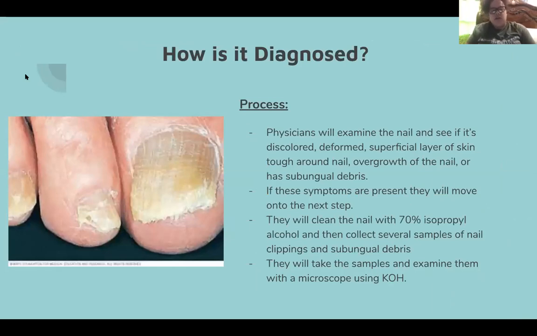How it is diagnosed is physicians will usually start with a physical exam first, and they will make sure to see if the nail is discolored, deformed, if the superficial layer of the skin around the nail is tough, if there's an overgrowth of the nail, or if there's any subungual debris. If these symptoms are shown, then they will clean it with alcohol and then collect samples. And once they take the samples, they'll look at it under the microscope using potassium hydroxide. The reason they use potassium hydroxide is because it's good at breaking down keratin to make it easier to identify the organism that's causing the infection.